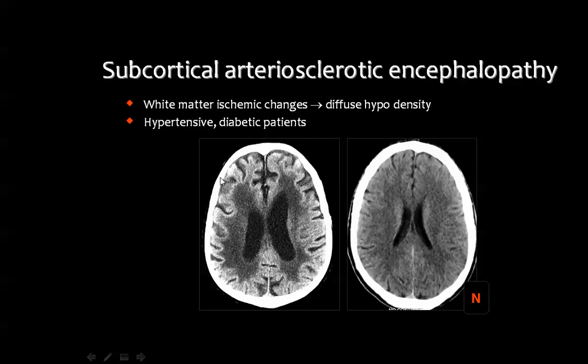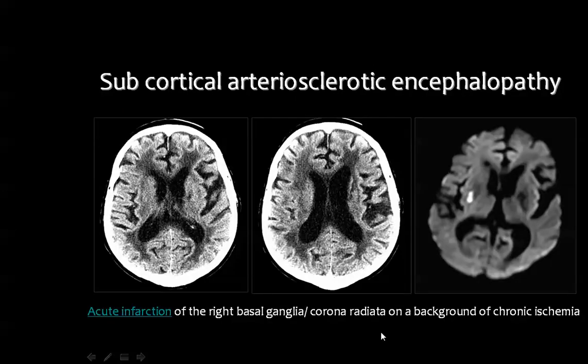And here you see an old person with ischemic white matter changes presented in the form of exaggerated white matter hypodensity in this CT scan. And here is a subcortical arteriosclerotic encephalopathy, where the white matter showed exaggerated hypodensity in the frontal and occipital area. And through these hypodensities, one of the acute infarctions can occur, and by CT it's very difficult to elicit this acute infarction within the hypodensity of the white matter.